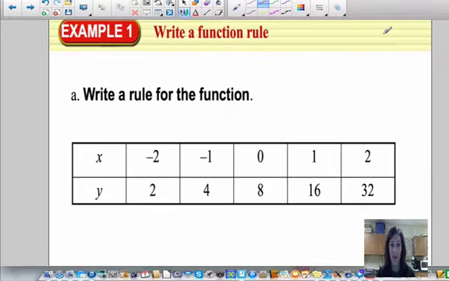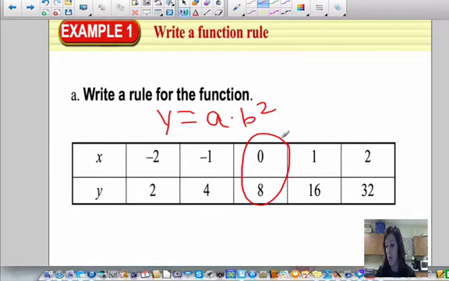So we're going to write a rule for this function. We're going to start off with y equals a times b to the x. Again, a is the number represented where x equals 0. So where x equals 0, that number is 8. So for a, I'm going to plug in 8.